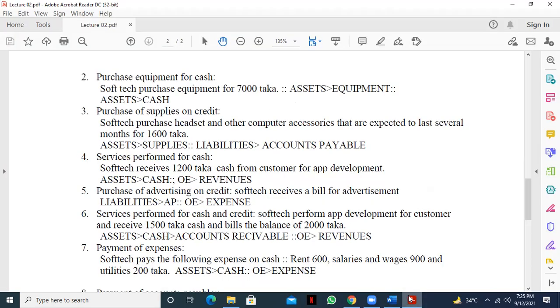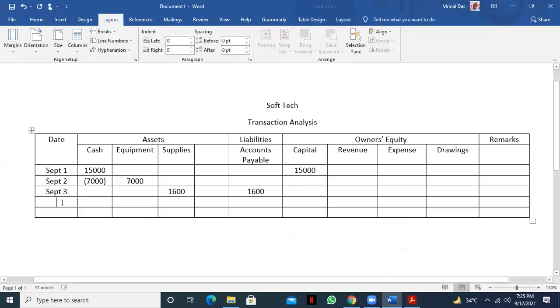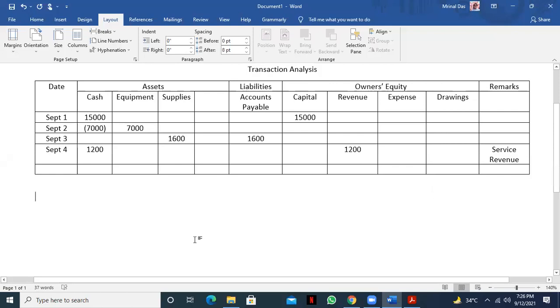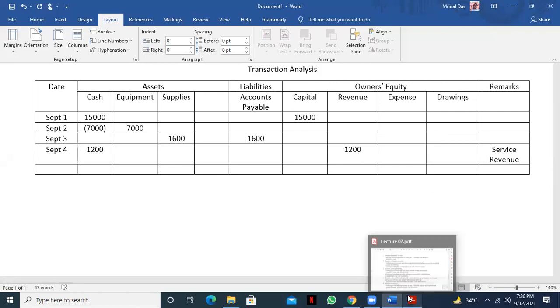So say September 4. Cash 1200 taka will increase, and also on the revenue column 1200 taka will increase. All income statement items will be written in the remarks column. So this is service revenue, so write service revenue. I hope you understood, right? September 4, clear to all of you?